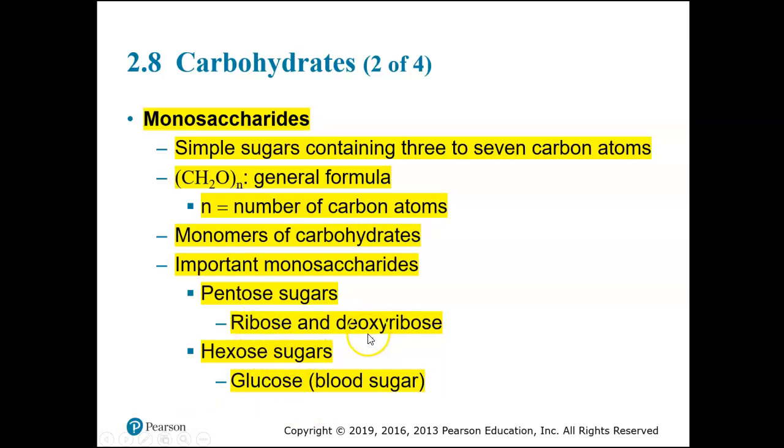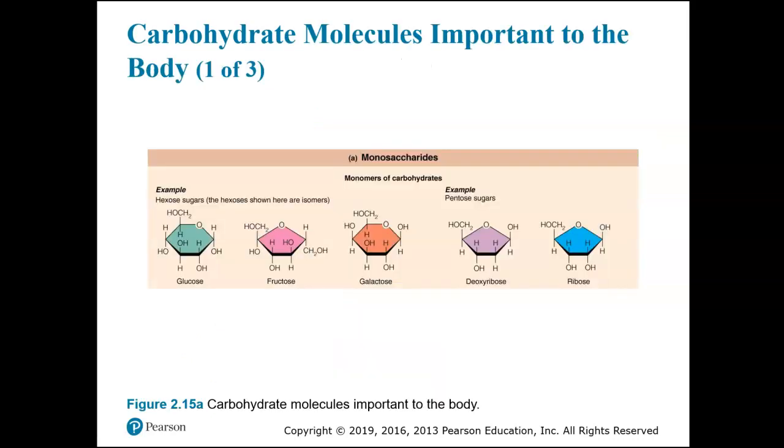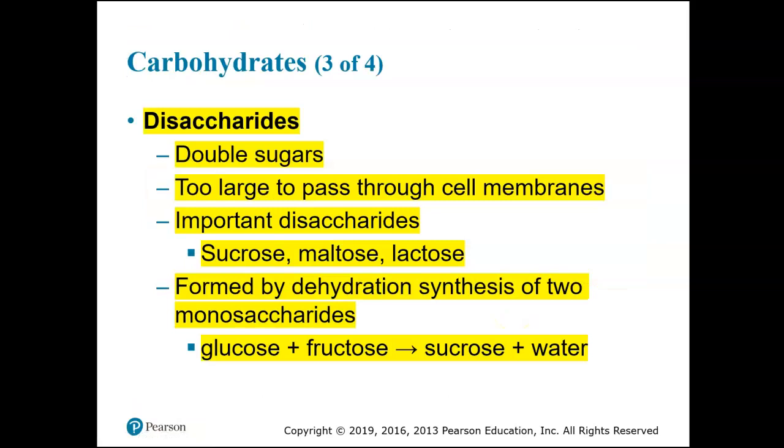And then ribose and deoxyribose are found in nucleic acids. Deoxyribose is the sugar in DNA, and ribose is the sugar in RNA. So they are pentose sugars. They're shaped like a pentagon or 5-sided figure, and they contain 5 carbons. So the monosaccharides are glucose, fructose, and galactose. These are monosaccharides called hexose sugars. And then we have deoxyribose and ribose, which are our pentose sugars.